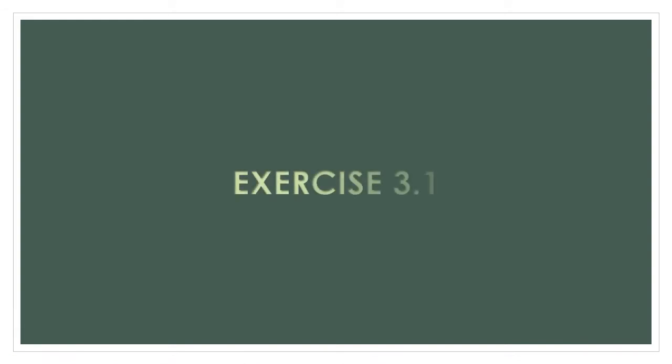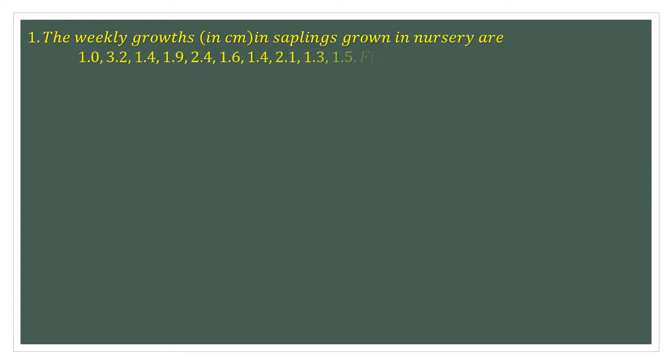This time we are going to start with exercise 3.1. The first question: the weekly growths in centimeter in saplings grown in a nursery are these data. Find mean growth.